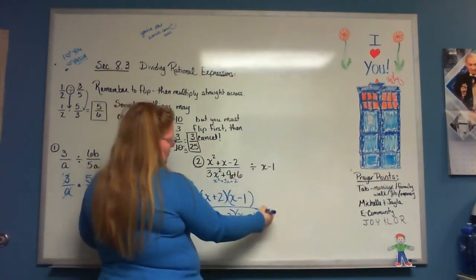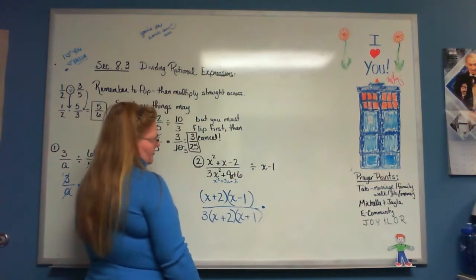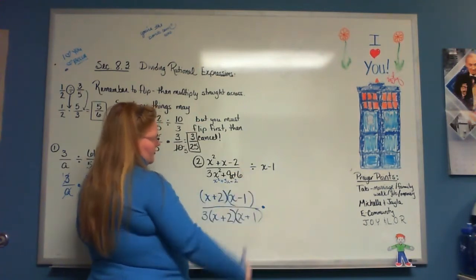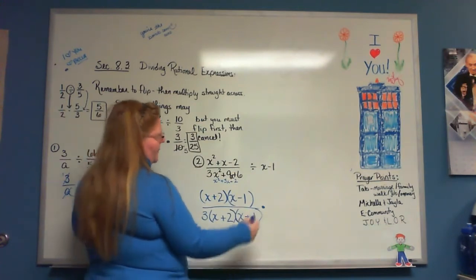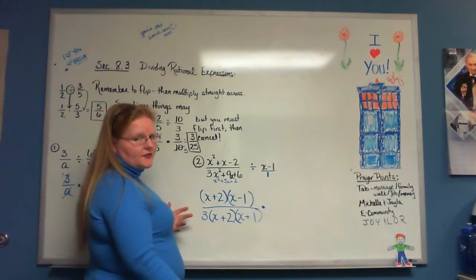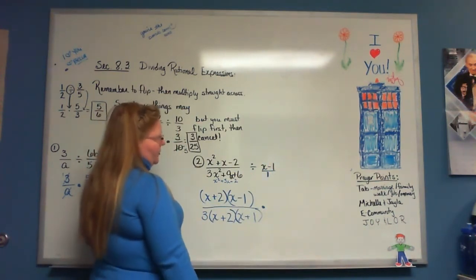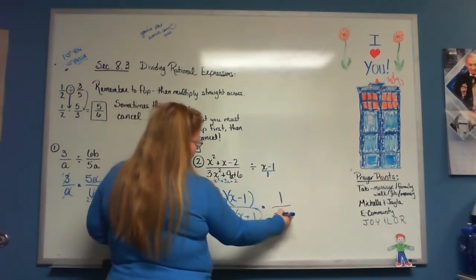Change this to multiplication. Flip that over. How do we flip that over? Well, technically it's a fraction now with a 1 underneath, because everything is a fraction with a 1 underneath. So when I go to flip it over, it puts the 1 on top and the x minus 1 on the bottom.